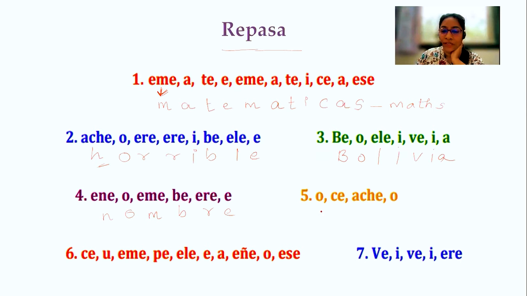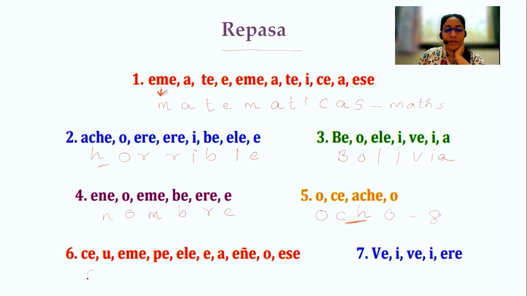We've already seen this when we were looking at alphabets. O is O, C is C, H is H, and O. Now, if you remember when I spoke about C and H coming together, the sound that they make is Ch. Let's look at how this is pronounced. Ocho. Ocho is number 8. Let's look at the next one.